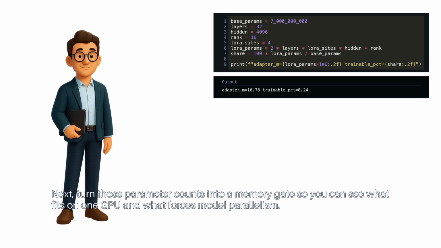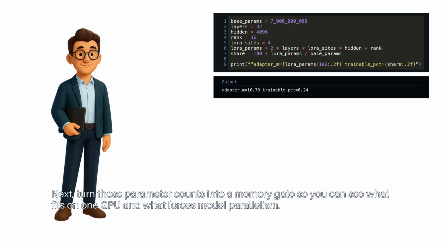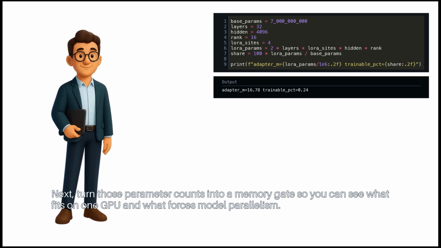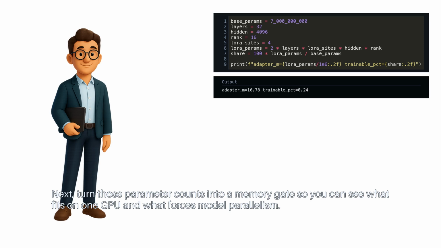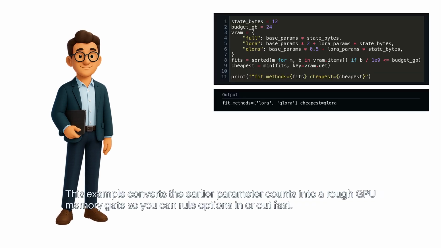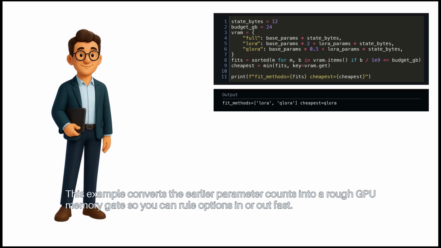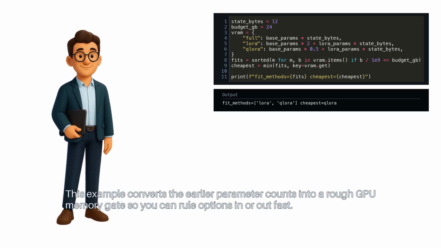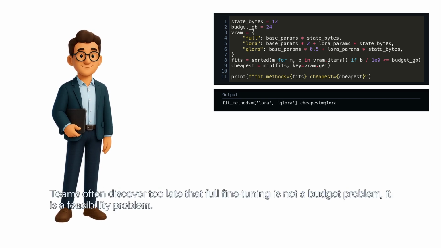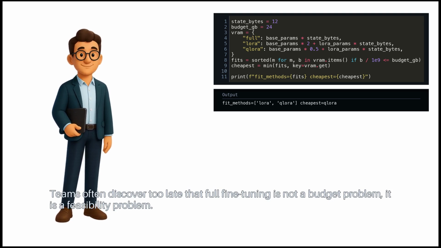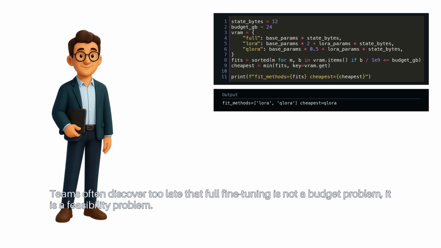Next, turn those parameter counts into a memory gate so you can see what fits on one GPU and what forces model parallelism. This example converts the earlier parameter counts into a rough GPU memory gate so you can rule options in or out fast. Teams often discover too late that full fine-tuning is not a budget problem. It is a feasibility problem.